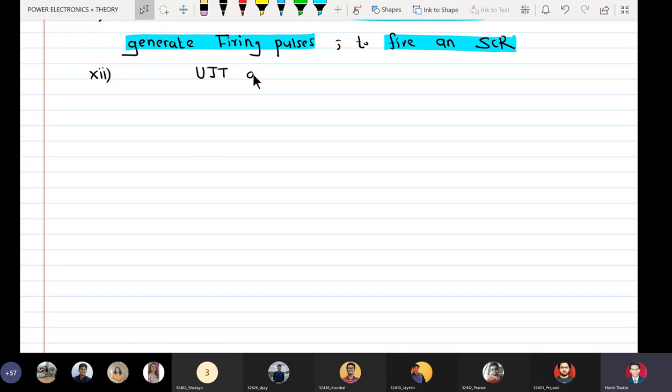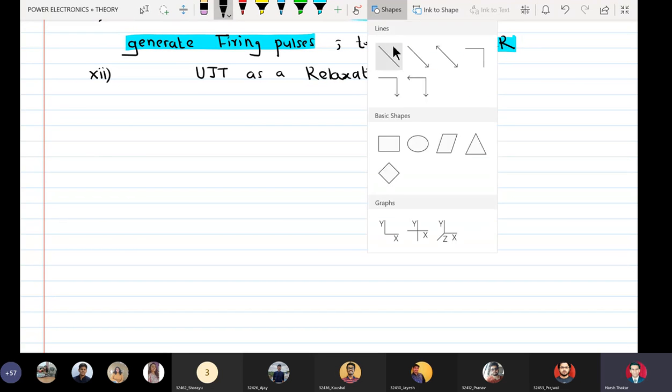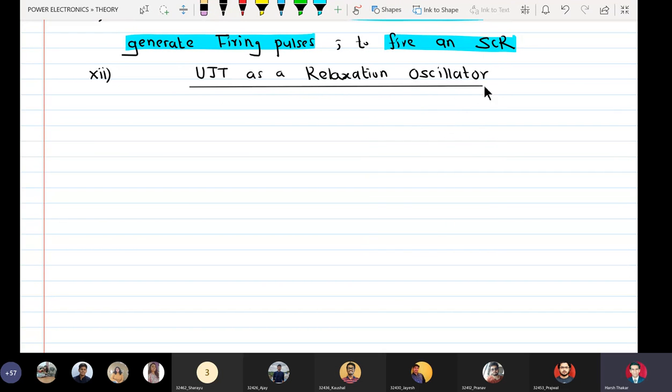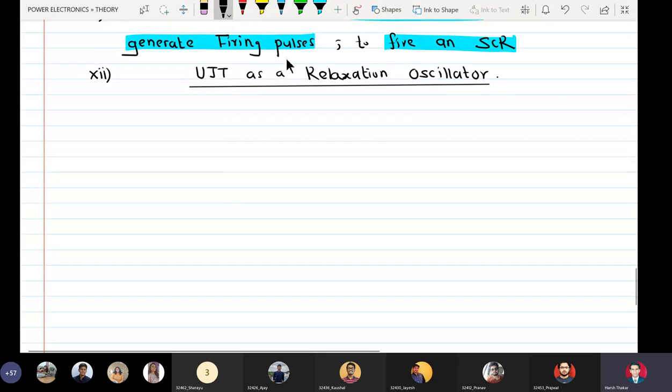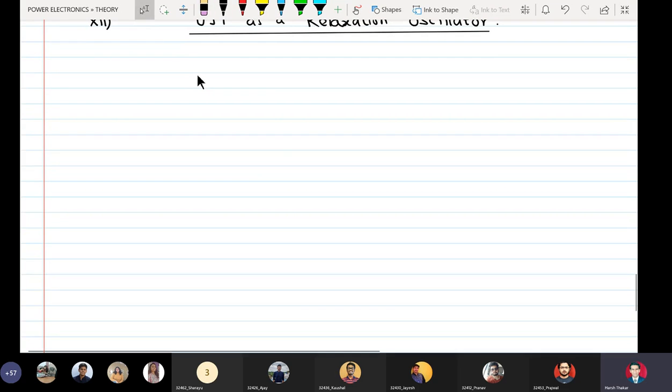UJT as a relaxation oscillator. First we'll draw the plain UJT and then we'll start putting all the external components so the device can act as a relaxation oscillator.